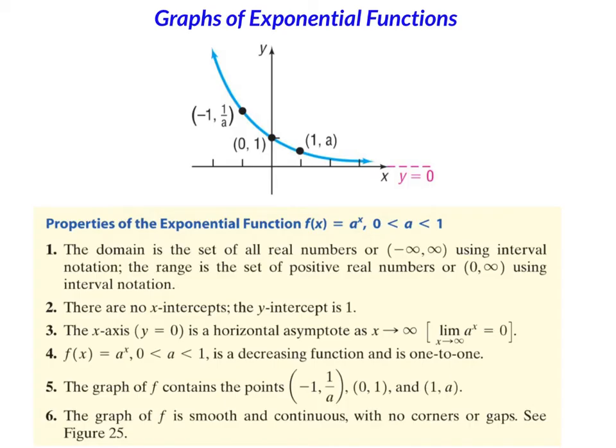It's still going to be 1 to 1. It's going to pass that horizontal line test. And then the points are going to be the same, (-1, 1 over a), (0, 1), and (1, a). Like I said, commit those to memory. And of course, this thing is going to be smooth and continuous, no corners, no gaps.